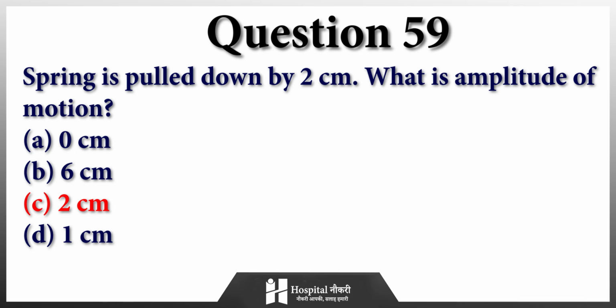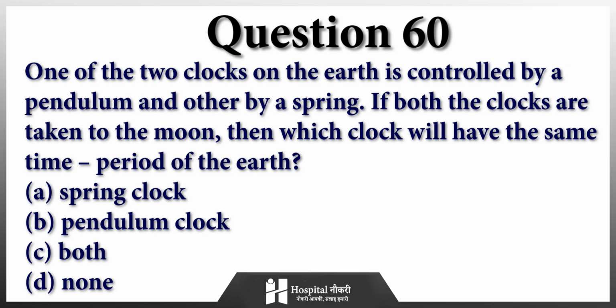Next question is, one of the two clocks on the earth is controlled by a pendulum and other by a spring. If both the clocks are taken to the moon, then which clock will have the same time period as on the earth? Spring clock, pendulum clock, both or none? Correct option is spring clock.